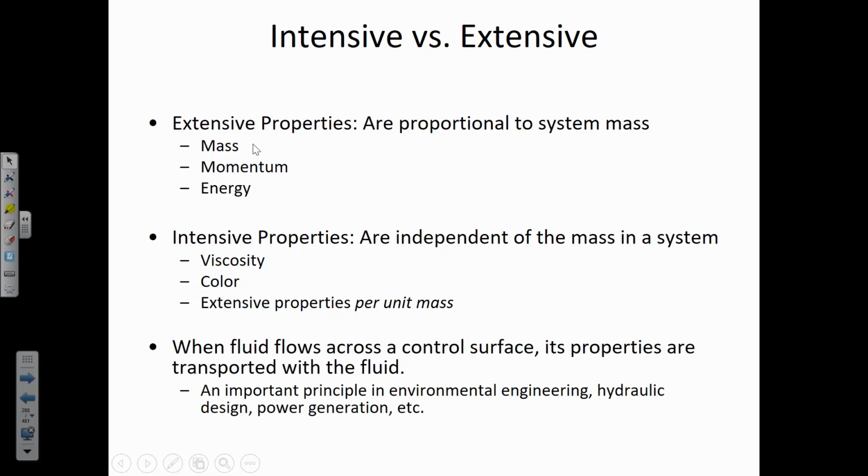So when applied to the control volume approach, when we have a fluid that flows through a control surface, its properties are transported along with the fluid. And that's really important, especially when we're talking about power generation. Later in the semester, we're going to be figuring out how many watts of power can be extracted from a hydroelectric power plant. And so the moving water, over time, has its properties carried with that moving water.